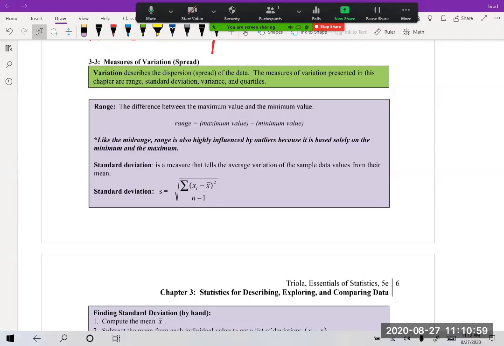This is quite a long section. So for this next part right here, we have measures of variation or spread. Variation describes the dispersion or spread of the data. The measures of variation presented in this chapter are range, standard deviation, variance, and quartiles.